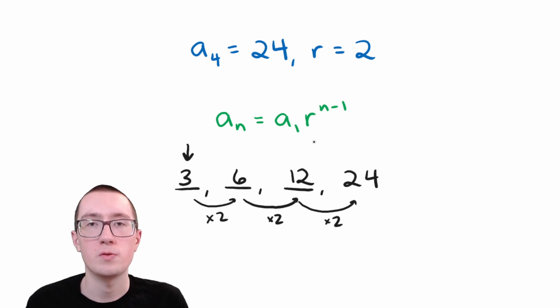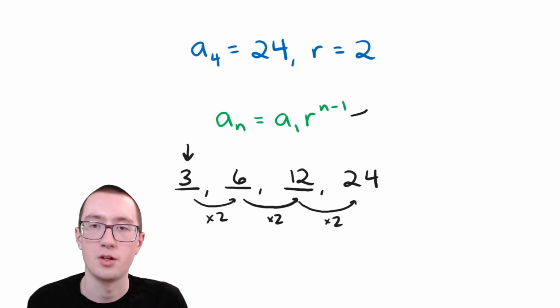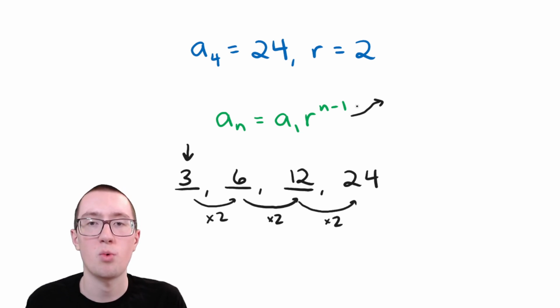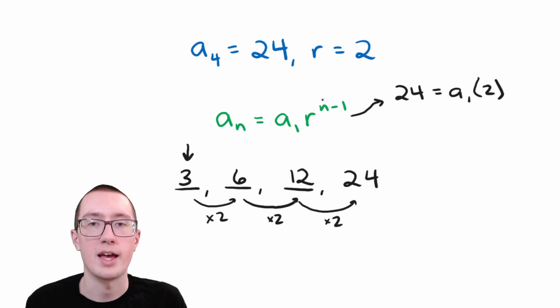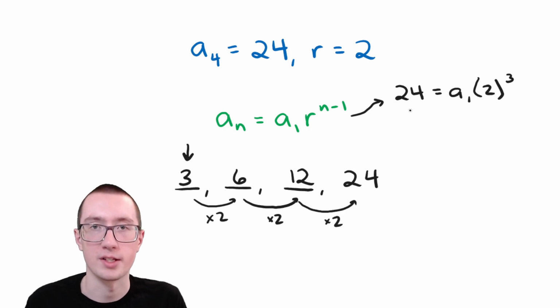Now, the other way that you could have done that, and the way that I feel like textbooks usually teach you, is a little more complicated, but basically you just plug in what we know into this equation. So we know that a sub 4 is 24, so we'll plug in 24 equals a sub 1, which is what we're trying to solve for. And then we have r, which we know is 2, to the n minus 1. And remember that n is going to be 4 because we plugged in the fourth number. So this is going to be 4 minus 1, or 3. And then we solve for a sub 1 like it's a letter.